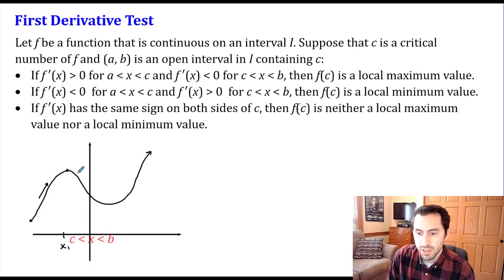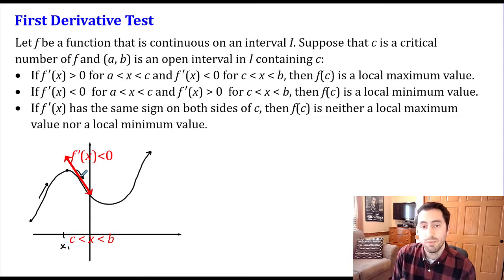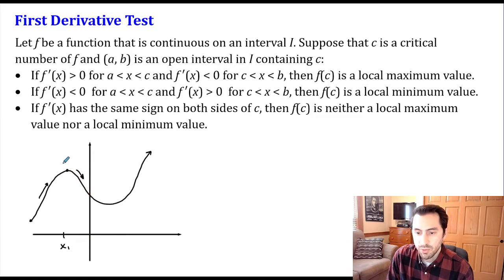And as soon as we get onto the other side of x1, then we start going down, which means my derivative is negative. All the slopes of the tangent lines here are negative. So that creates a local maximum. So we go from increasing, it switches to decreasing, we have a max.